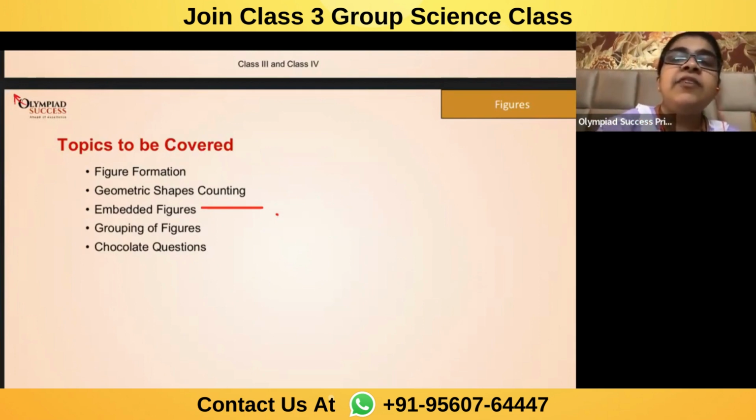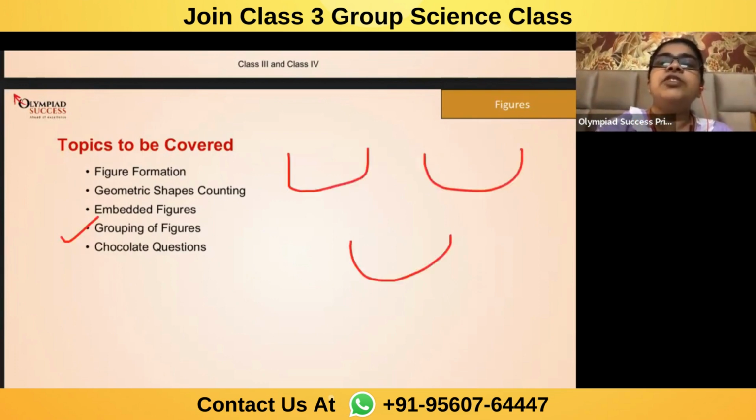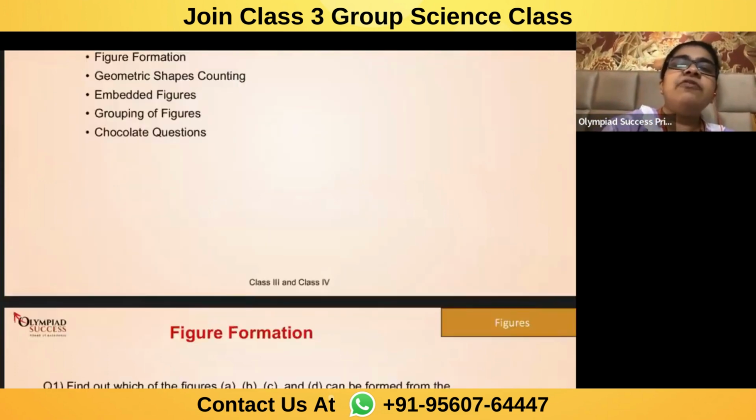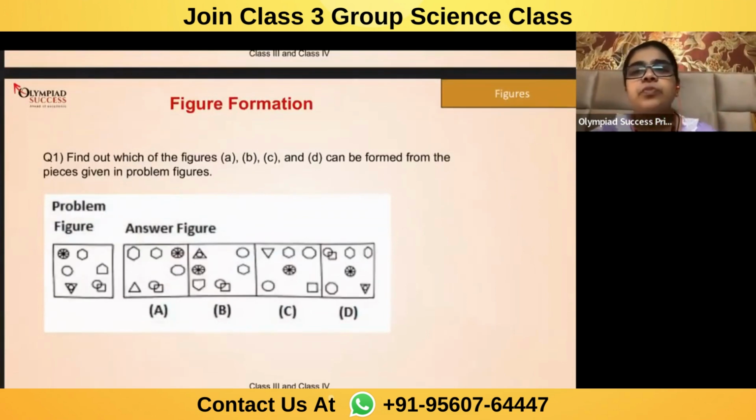And lastly, my very favorite and the most important part of this chapter is grouping of figures, where they will give you 4 figures, 6 figures, 9 figures, and you will have to make a group of some figures together which will be having something common in them. And then lastly, our very favorite chocolate questions. So let's get started with the first question of figure formation.